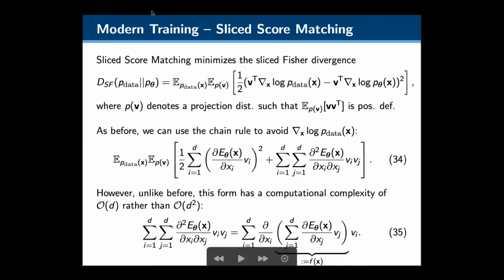Is that a chat? Yeah, Tor has asked a question. Says, could you maximize the V instead of taking expectation with respect to V? Okay.